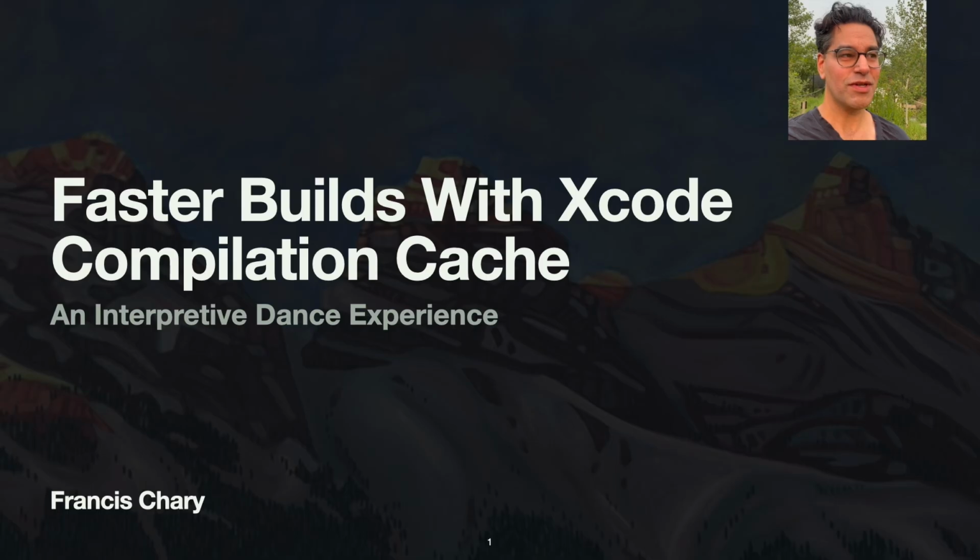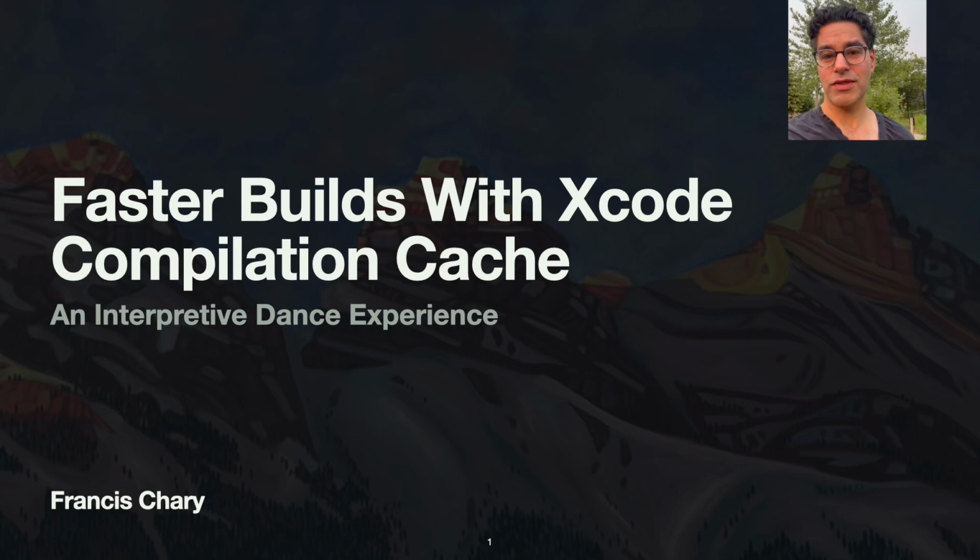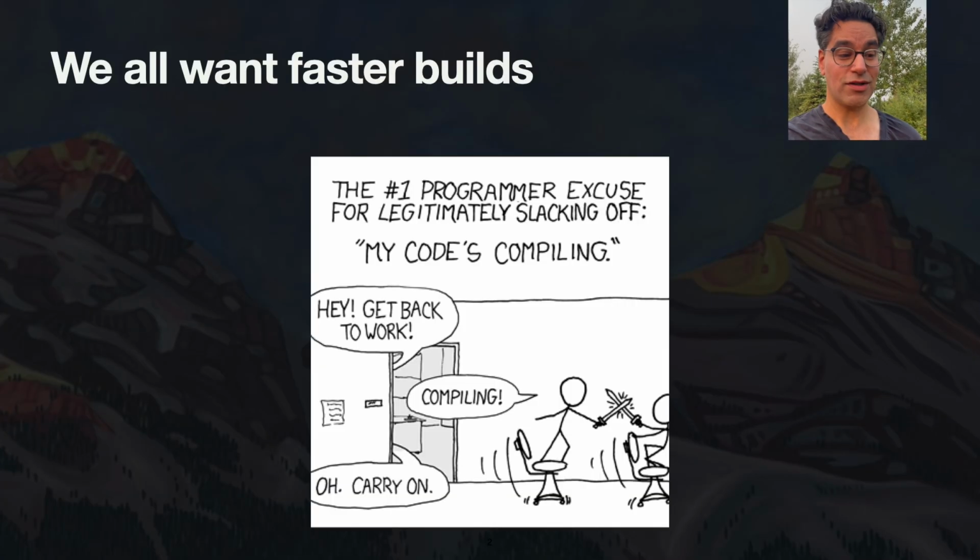So I'm going to talk to you today about the compilation cache, which is a newish feature in Xcode 26. We're going to talk about why it exists, the problems it has, how it works, how to turn it on, and how it can help you get the most out of your builds in Xcode, both locally and remotely. So let's get started.